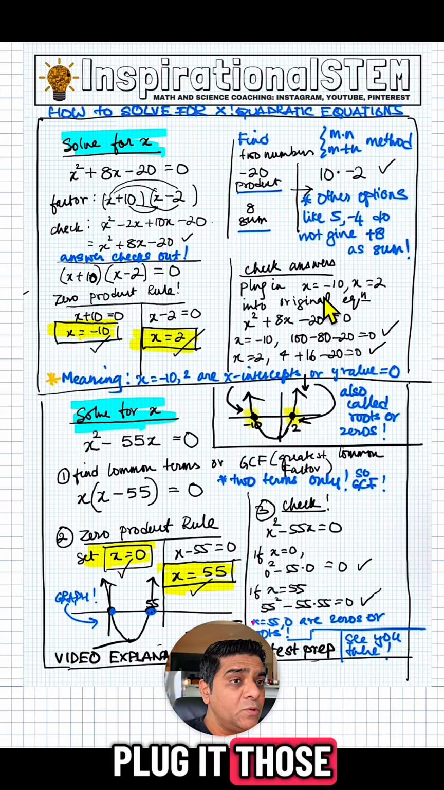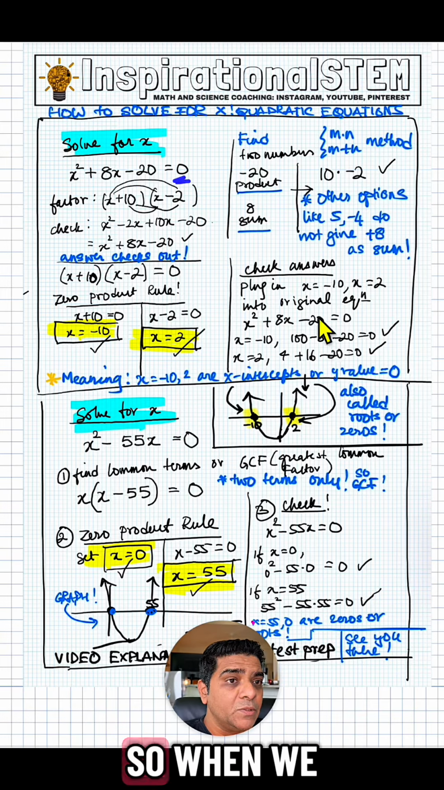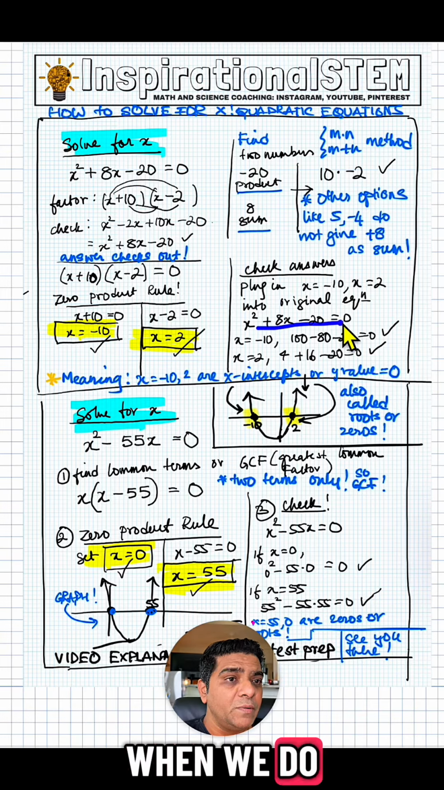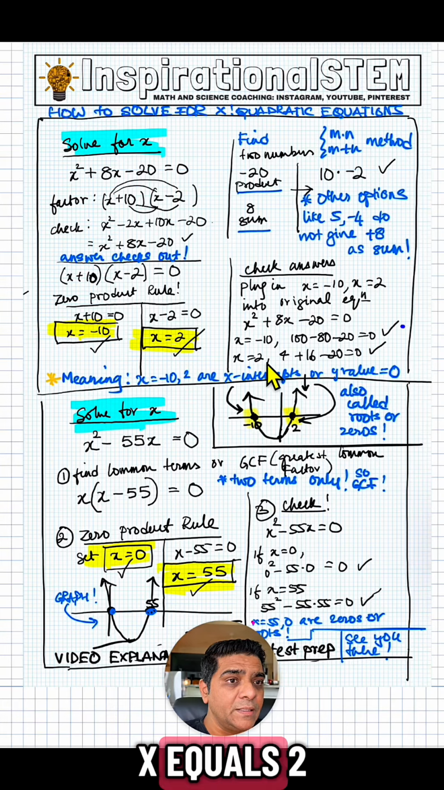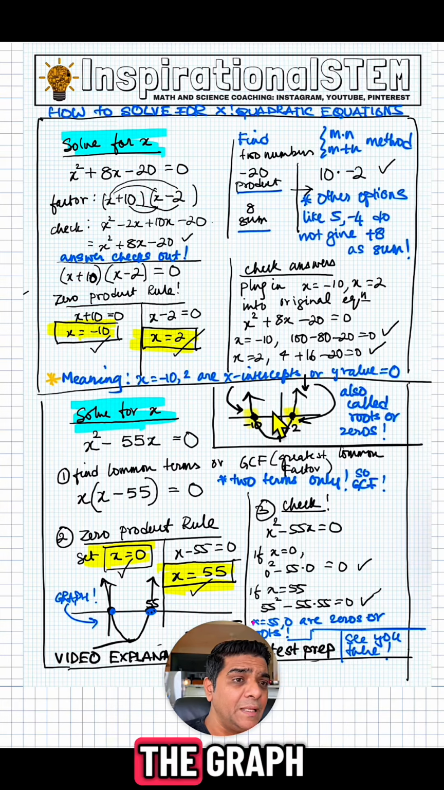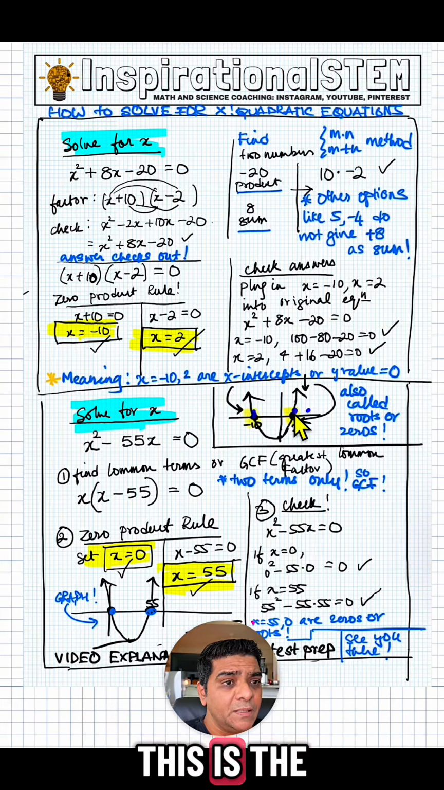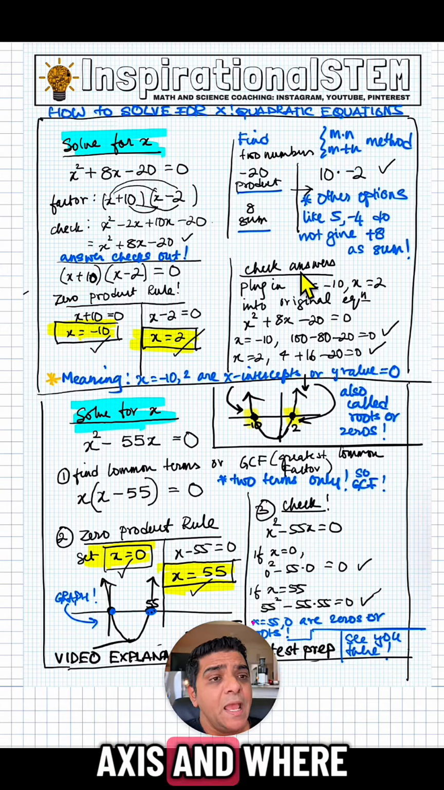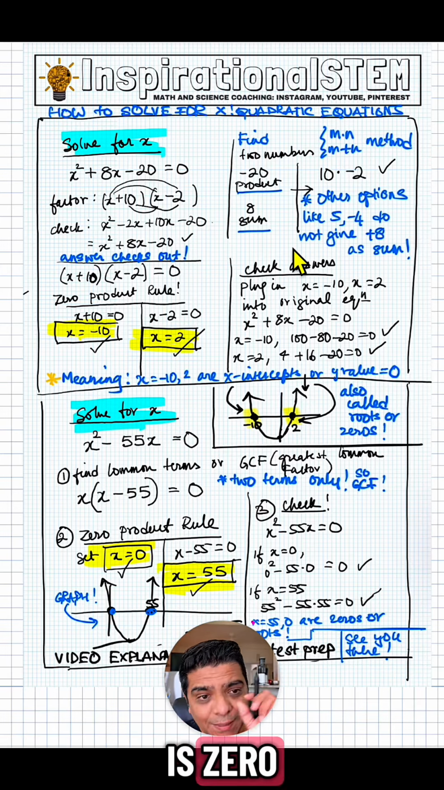And you can plug those in to make sure that it equals 0. So when we do that, with x equals negative 10, we get 0, with x equals 2, we get 0. Now what this means is, in the graph, these are the x-intercepts. This is where the graph crosses the x-axis and where the y value is 0.